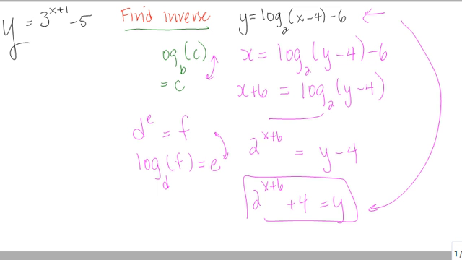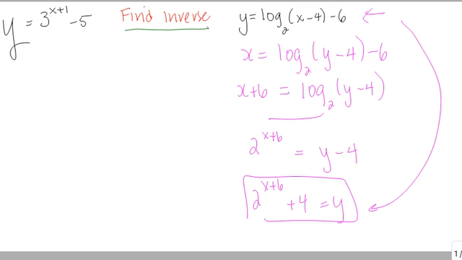I'm just going to erase this here so I get a little bit more room. And I'm going to find the inverse. So my first step is to get x and y switched. So I've got 3 to the y plus 1, minus 5. I'm going to add 5 to both sides so that I can isolate the y just a little bit.